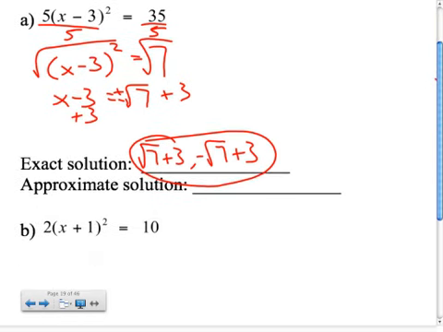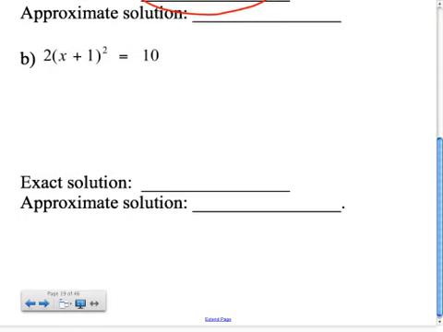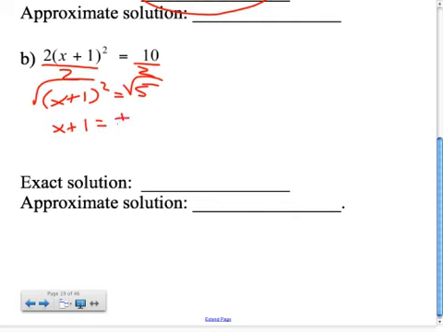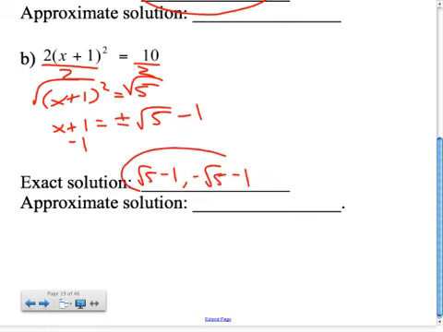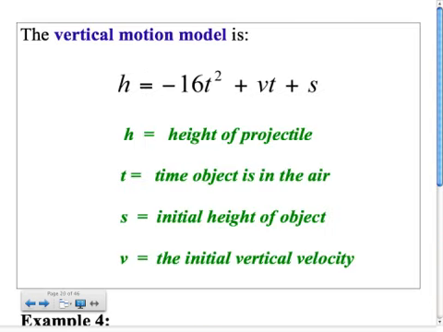All right, some of you might be tempted to FOIL. You don't have to FOIL there if you can cancel out the square right away. So again, divide by 2, so (x plus 1) quantity squared equals 5. Take the square root of both sides, so x plus 1 equals plus or minus the square root of 5, minus 1, minus 1. So the exact solutions would be square root of 5 minus 1, or negative square root of 5 minus 1. Those are my two solutions. Plug them in to get your approximations.